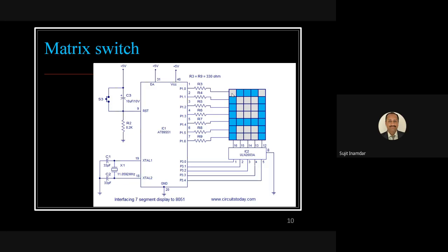For rows, one different port they have taken. For columns, a different port they have taken. For controlling, definitely. And how is it going to be controlled? So that is the coding that is required. That we will see. So just give the heading matrix switch and try to draw this diagram.